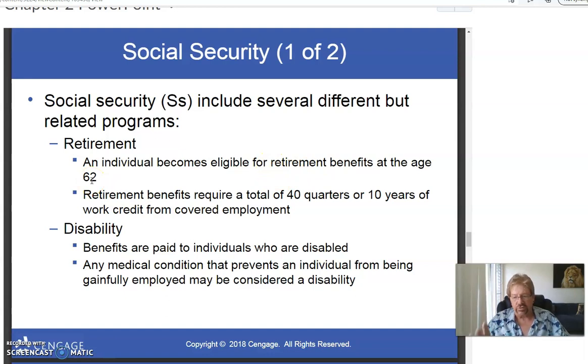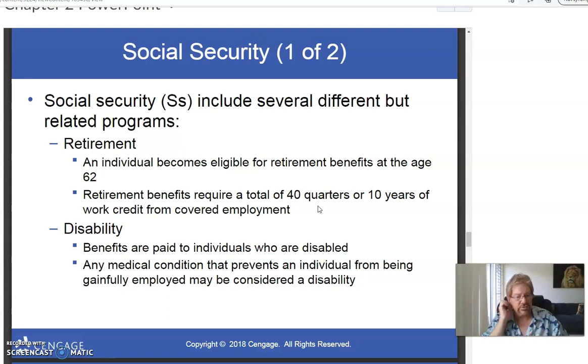You can first start drawing it at that, but you have to get the full amount. You got to wait till later. Retirement benefits require a total of 40 quarters or 10 years of work credit from covered employment. So in other words, guys, if you were a stay-home mom, for example, and you didn't work for your entire life, you don't have any Social Security or very little. So you have to pay into it to get some.